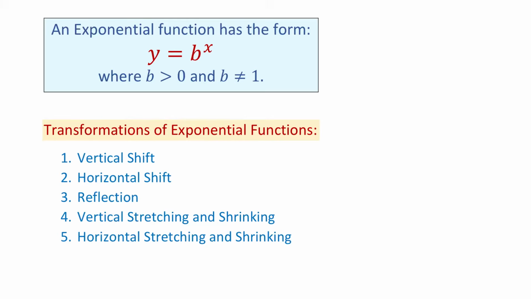An exponential function has the form y equals b to the x power, where b is greater than 0 and b is not equal to 1. For example, y equals 2 to the x power is an exponential function where the base 2 is positive and is not equal to 1, and x is in the exponent.